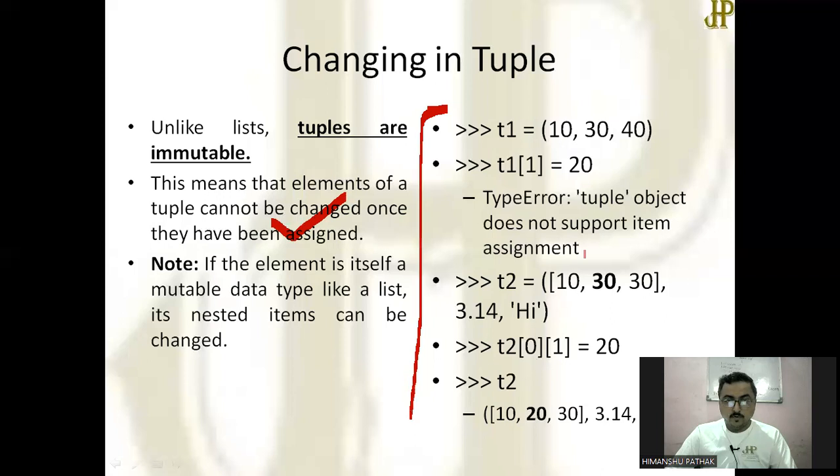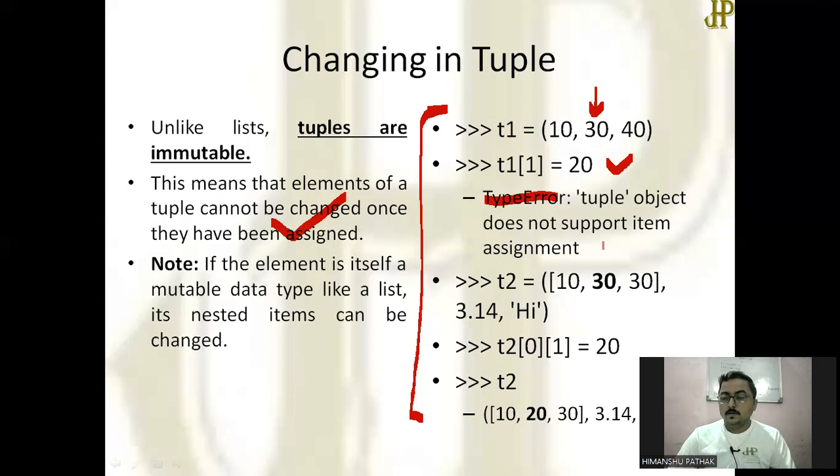Don't worry. First, a tuple is created with the values 10, 30, and 40. Now I'm going to try to update the 1th position, whose value is 30. I'm going to try to change it to the value 20. So this will generate a type error, and it shows that the tuple object does not support item assignment. Okay, so it is very clear to you that tuples are immutable.